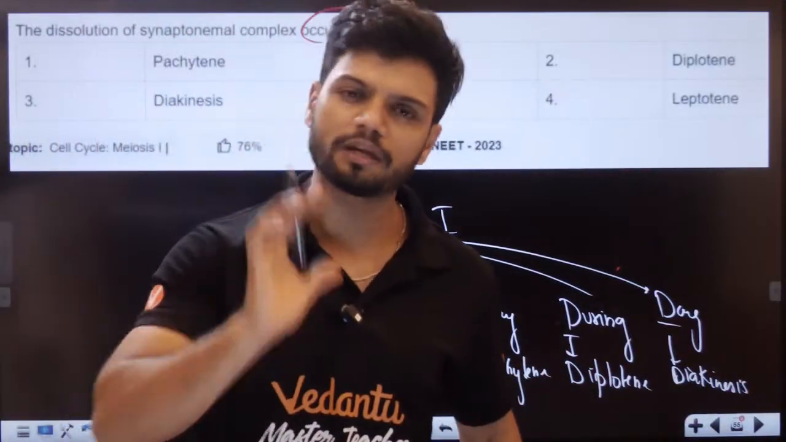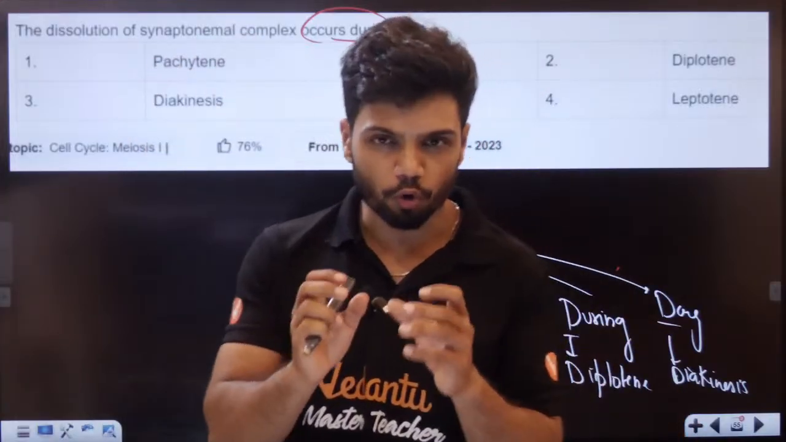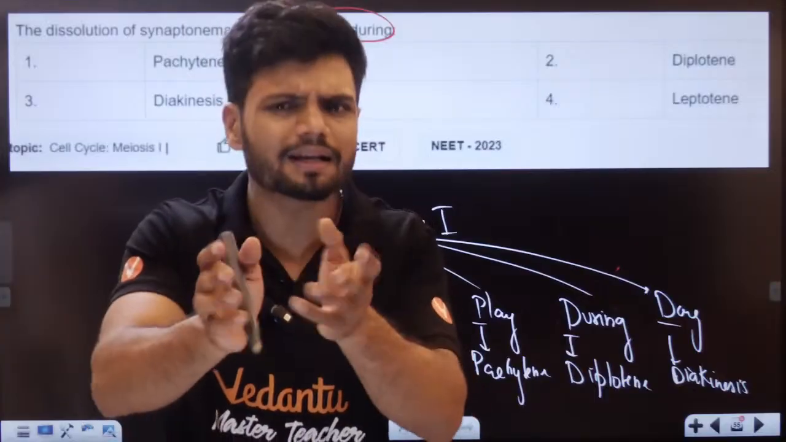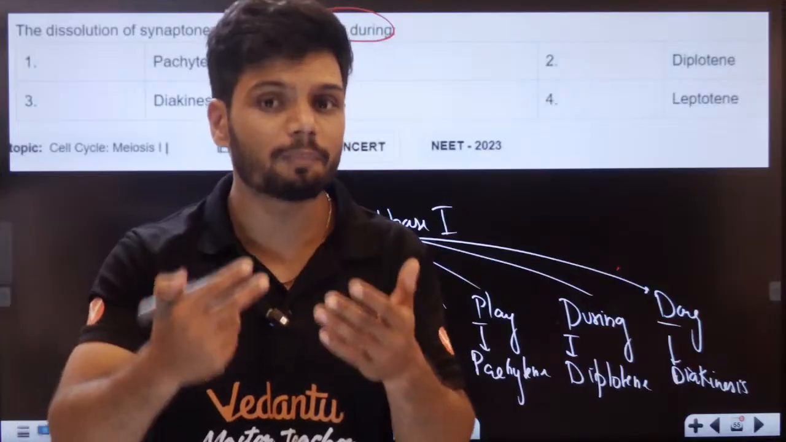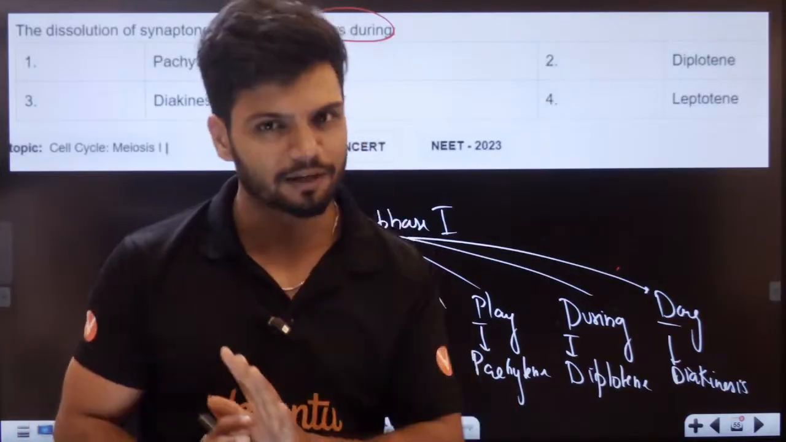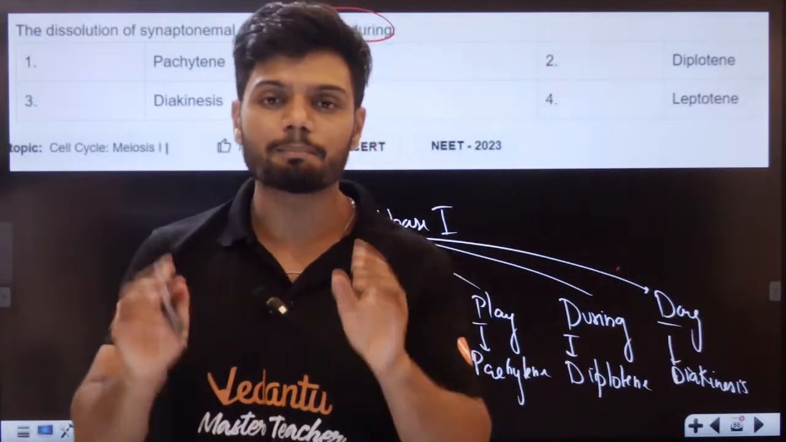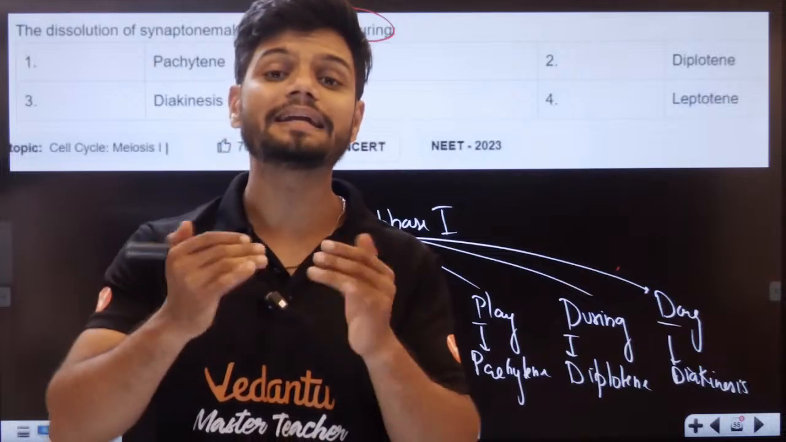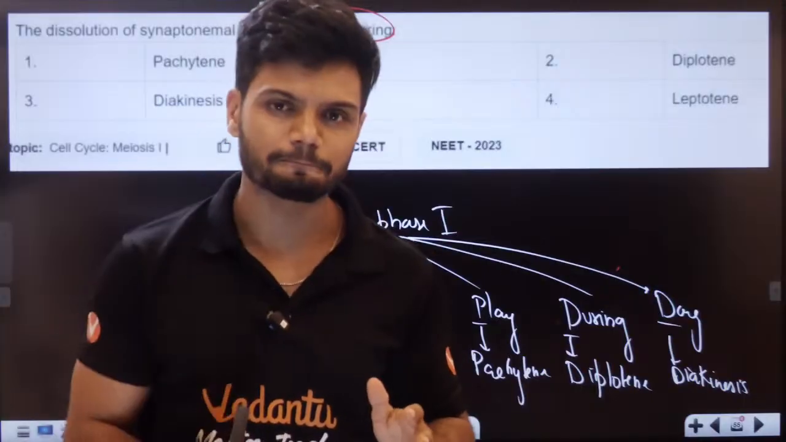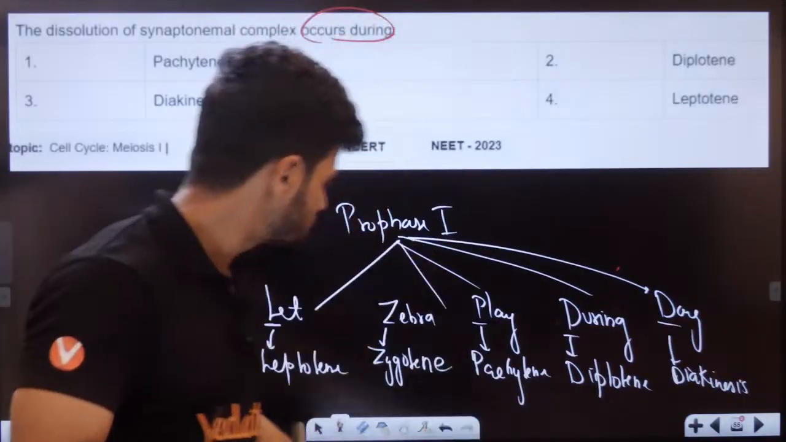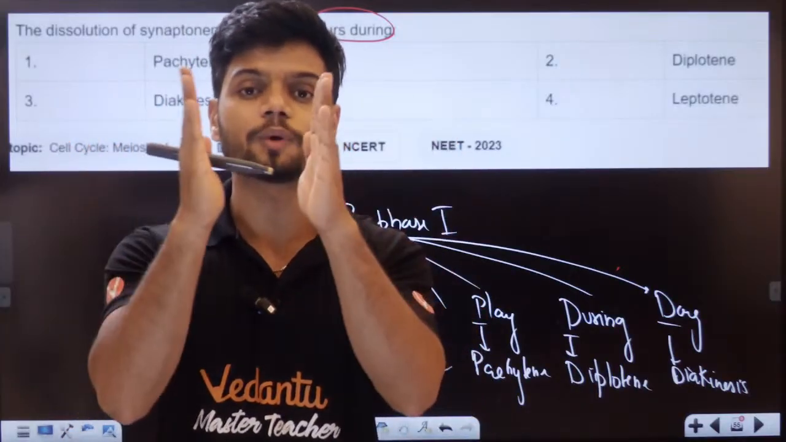Now listen to me very carefully. I'll tell you in brief. In leptotene, what happens? In leptotene, chromosomes become gradually visible under light microscope. That's all, enough. What happens in zygotene, students? In zygotene, there is bivalent and tetrad formation. Now, what is the meaning of bivalent formation? In the case of zygotene, two chromosomes are coming together.